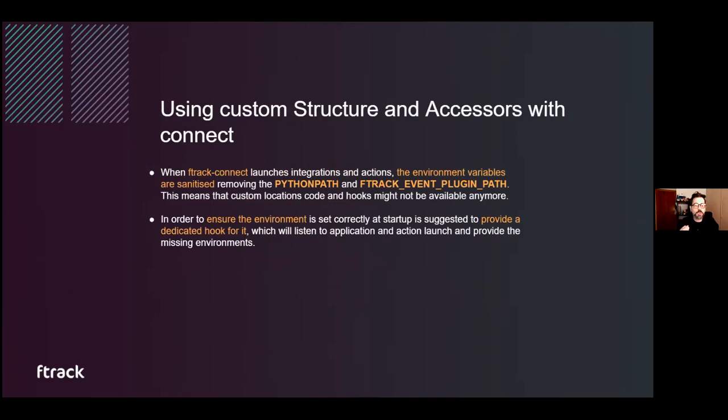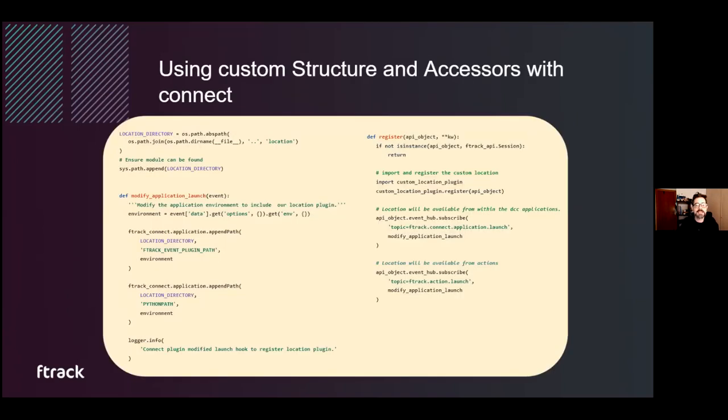So what you want to do is ensure that your hook reacts to the events that Connect emits, such as the ftrack connect application launch or ftrack event action launch, and you react to these to register again the bits and pieces that you require. In this case, for example, it could be resetting the ftrack event plugin path as well as the Python path, so the modules will be available again from your interpreter.